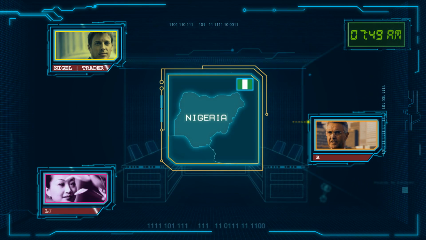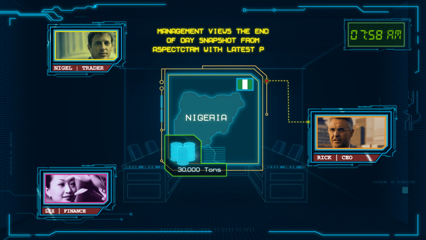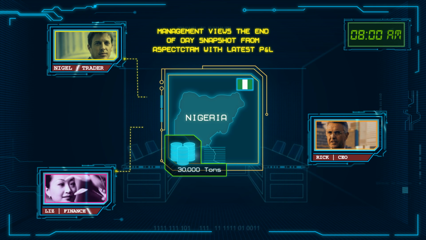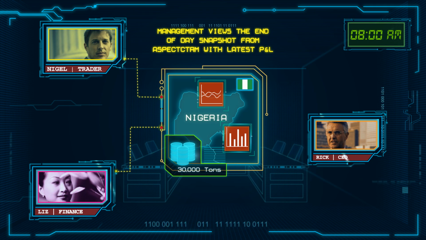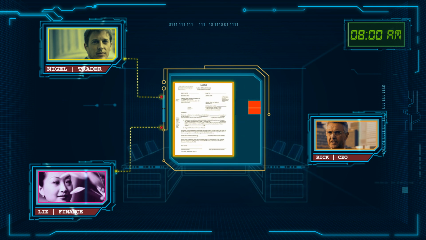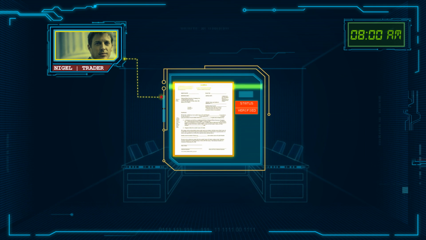Rick has a guy with 30,000 tons of gas oil offshore Nigeria and asks Nigel to run the numbers. Nigel asks Liz what the credit situation is for West Africa. Liz runs a line utilization report in Aspect CTRM and okays a letter of credit for that volume.